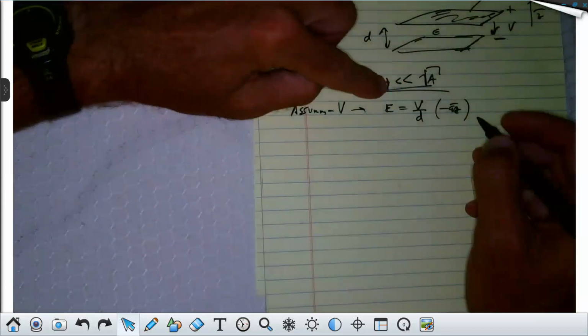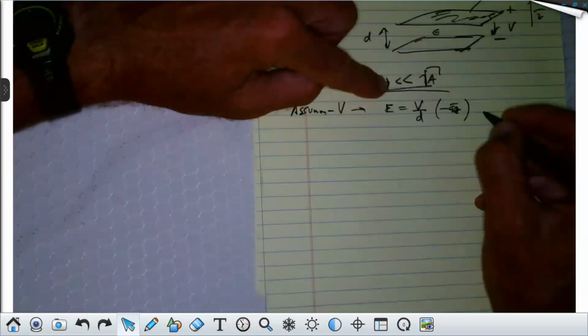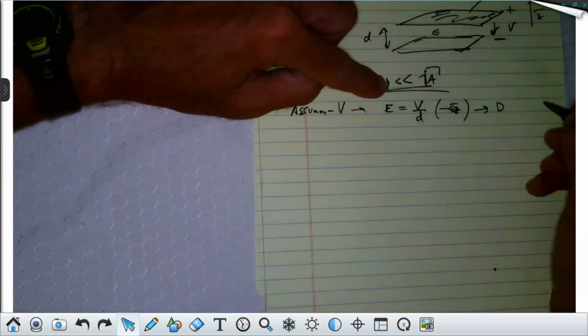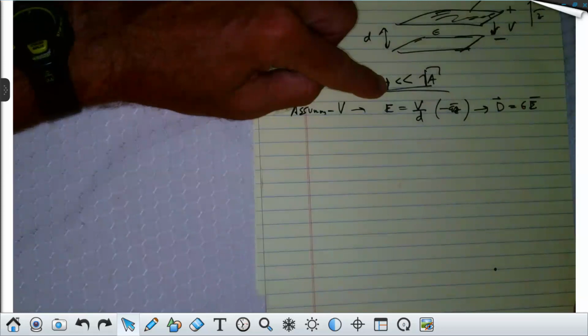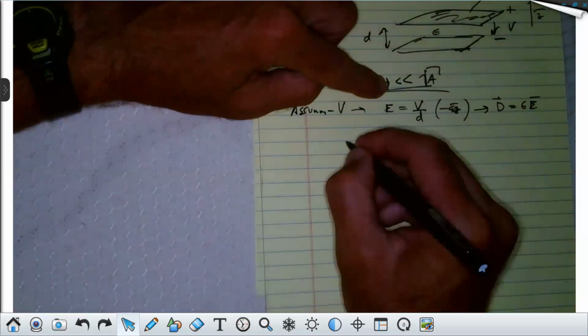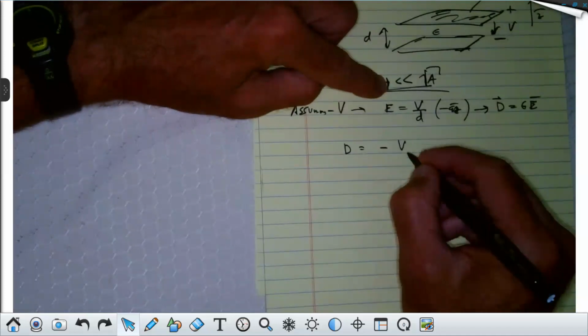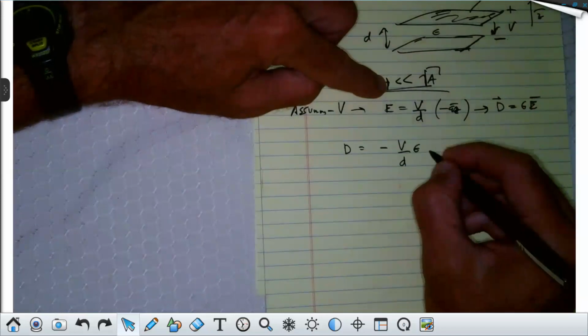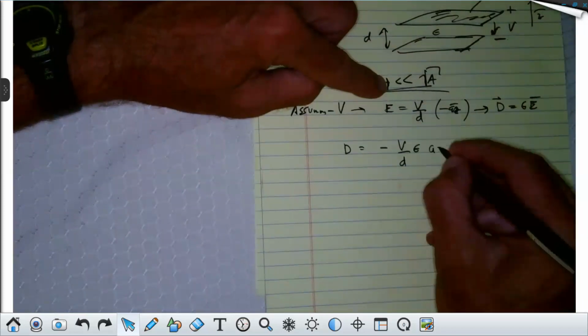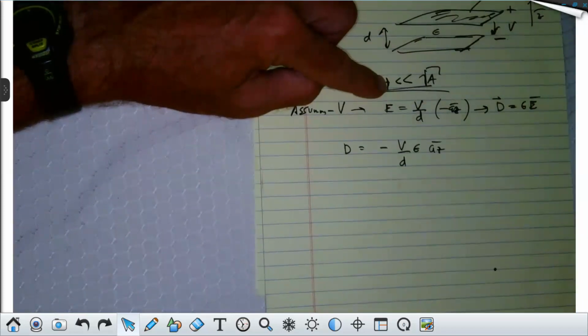Now, the next thing, after I get E, I'm going backwards. Now I get D, all right? And D is epsilon E, right? So now I can say that the D field here would be equal to minus V over D times epsilon, whatever epsilon is. Right? Y'all agree with that?